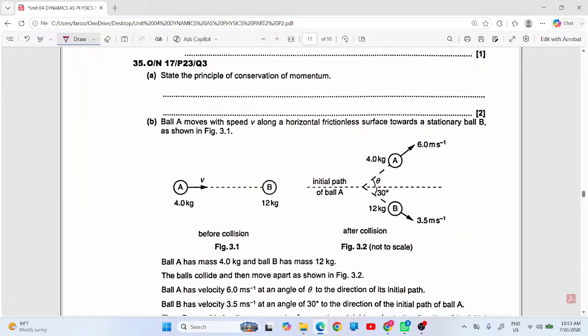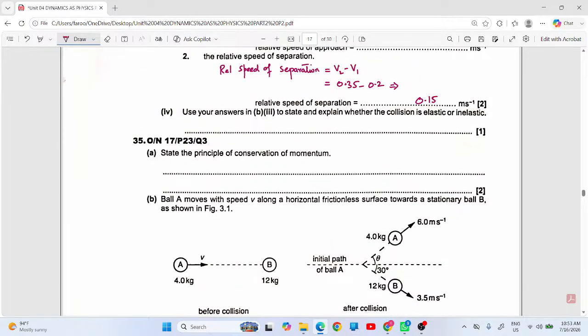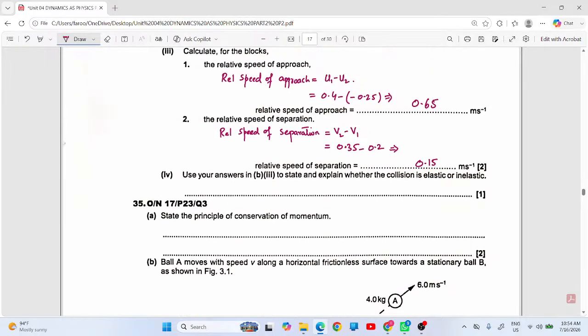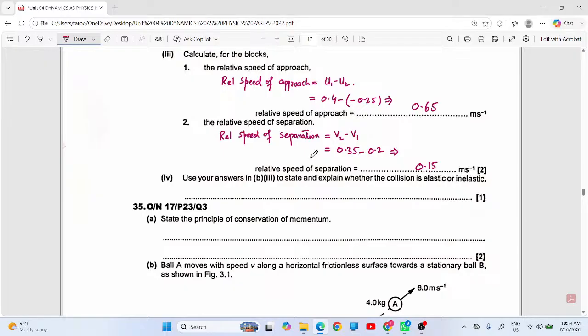Next is choose your answer in B part 3. Explain whether the collision is elastic or inelastic. हम कह सकते हैं कि relative speed of approach and relative speed of separation are not equal. And the collision is inelastic.